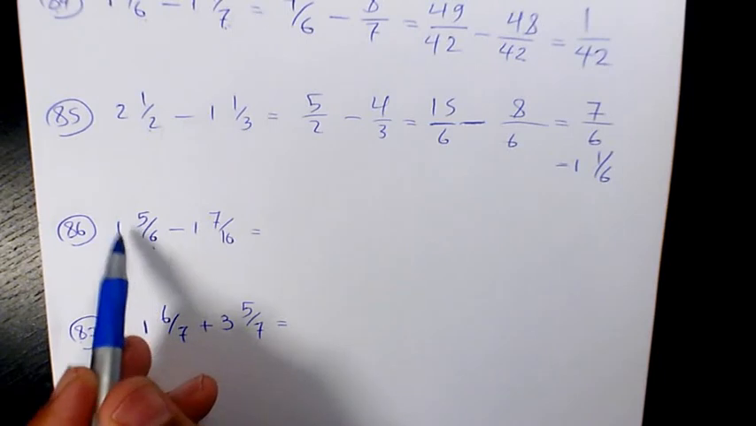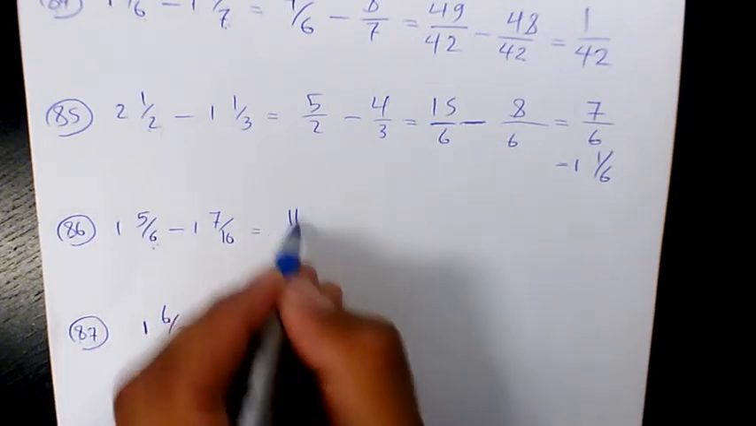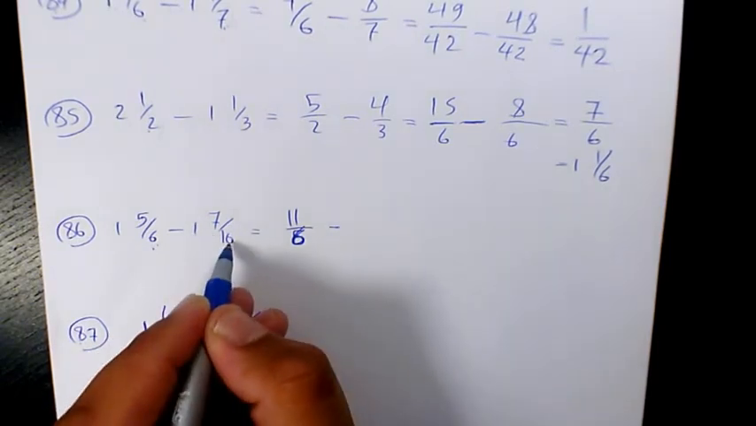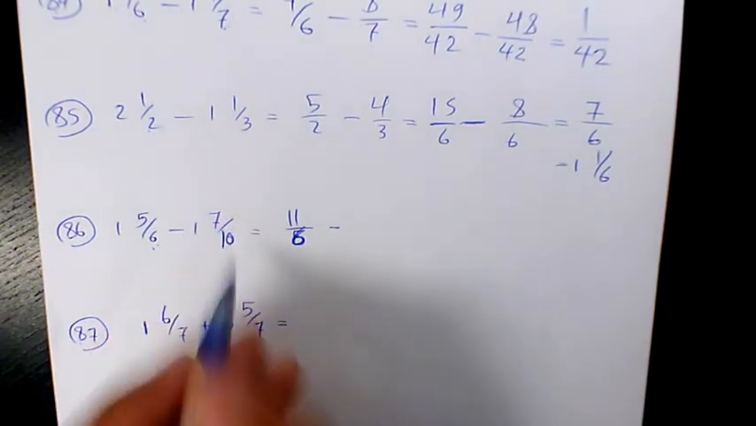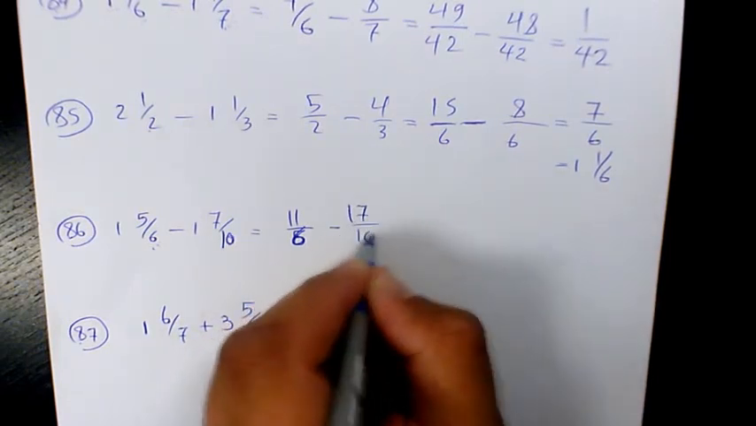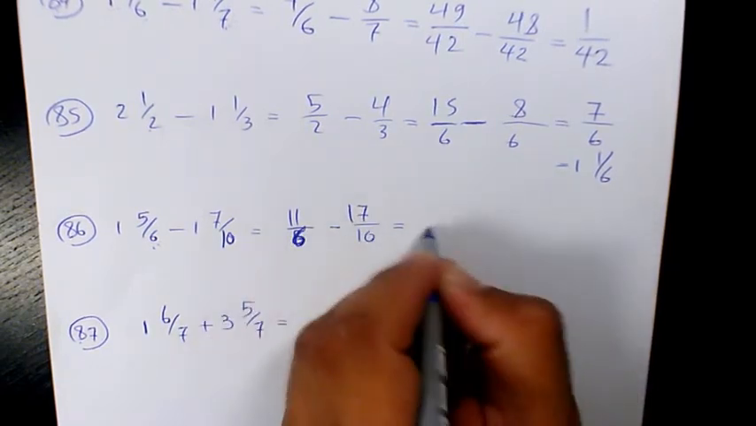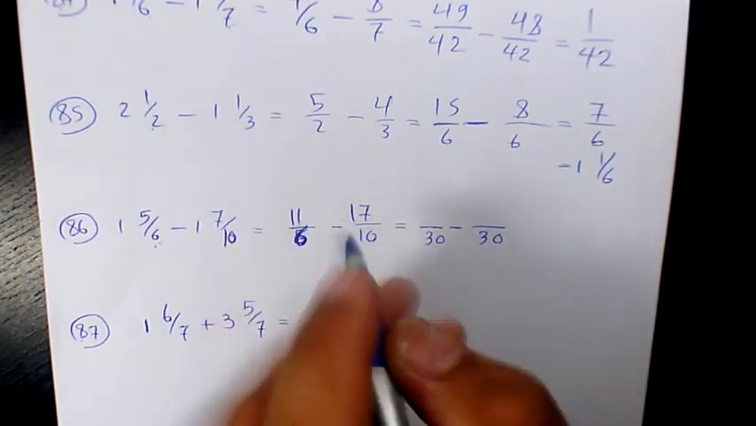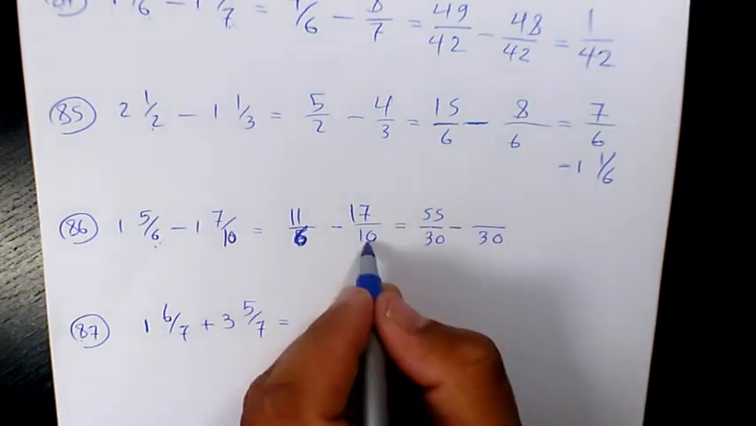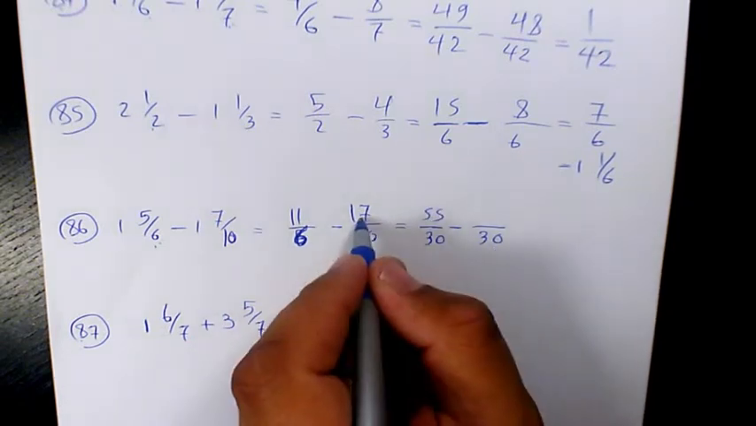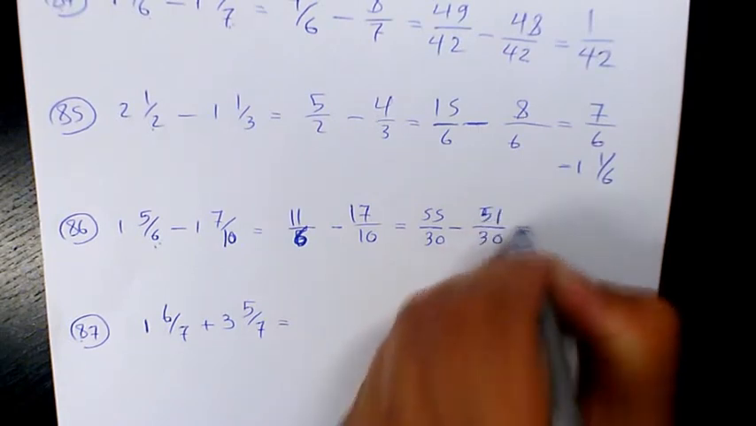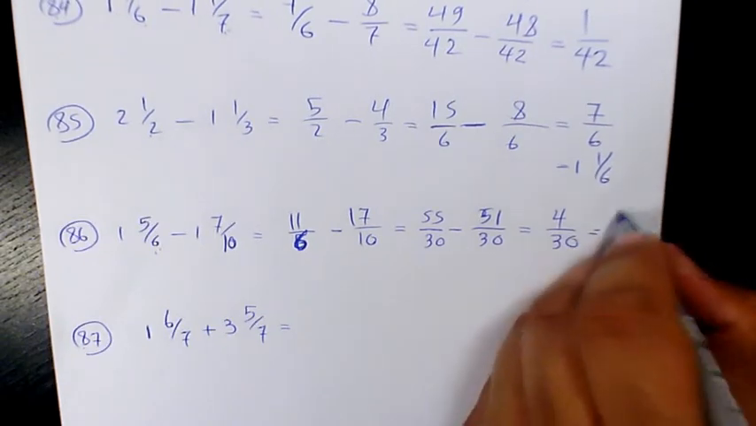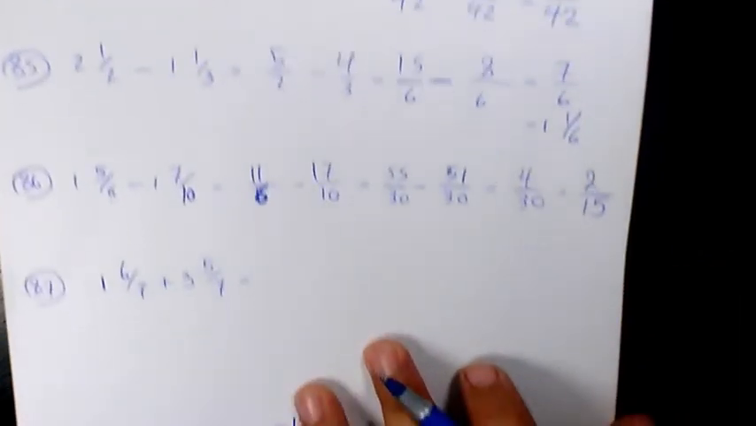1, 5 over 6 is going to be 1 times 6 plus 5 is going to be 11 over 6. That's going to be 10. 1 times 10, 10 plus 7 is going to be 17 over 10. 6 and 10, the common denominator is going to be 30. 6 times 5, 30. 5 times 11 is going to be 55. 10 times 3, 30. 17 times 3 is going to be 51. 55 minus 51 is going to be 4 over 30. When you reduce it, it's going to be 2 over 15.